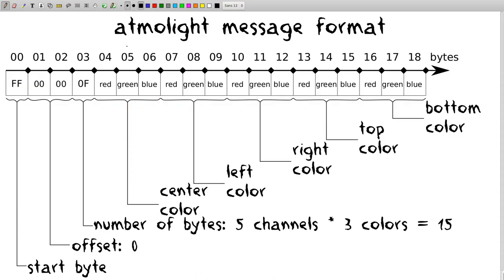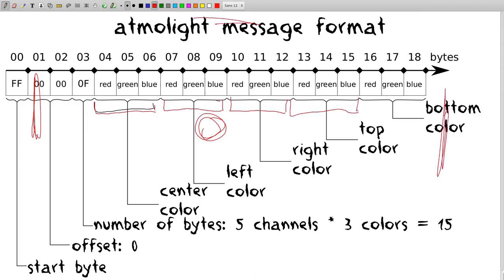And per default, AtmoLight comes with 4, 5 channels at least. So here you see the 5 channels. You have the color, let's put it red, on the center of the screen, which is right here. Then you have the color on the left side of the screen, which is here. Then it sends out the color on the right side of the screen, then the color on the top side of the screen, which is here, and in the end, the color on the bottom side of the screen.